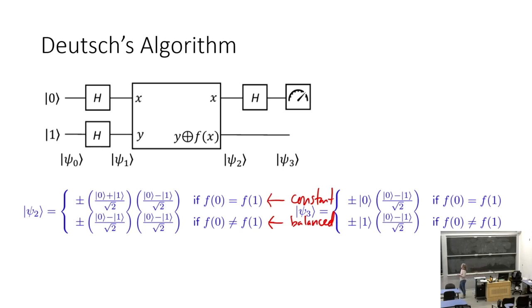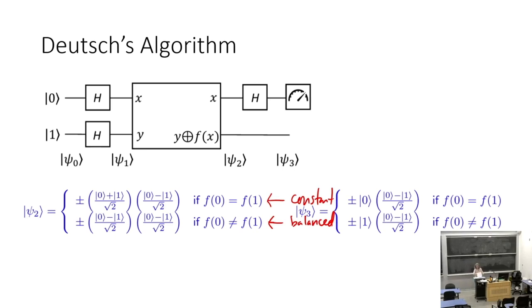So what we're going to do next is to the first qubit, we're going to apply the Hadamard gate. Okay? So that takes our first qubit states and brings them to plus minus 0 and plus minus 1. Nothing happens to our second qubit states. So again, top row is for the constant function. Bottom row is for the balanced function.